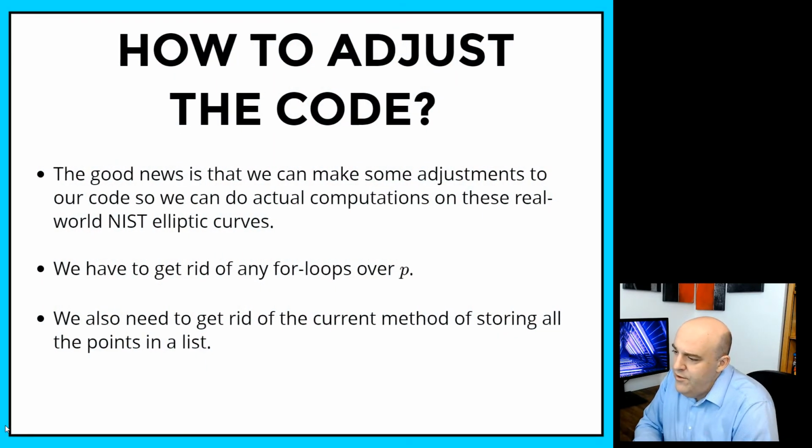So how do we adjust our code to make things work on a NIST curve? The good news actually is that we can do it. We can make some adjustments to our current code, and we will be able to do computations on these real-world curves. One thing we definitely have to do, like we said, is get rid of any for loops over p or any large values, and the current method of storing all the points of the curve in a list has to be scrapped. We need a new approach.